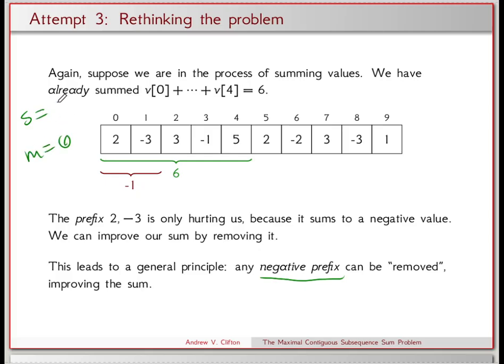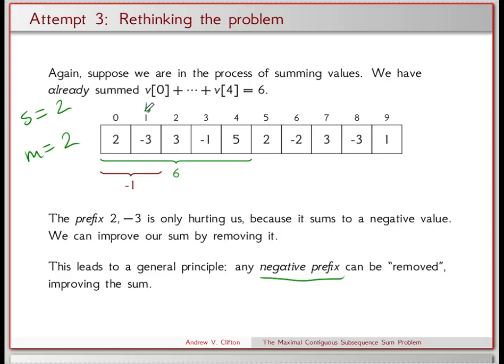Right, so s is 0 and m is 0 initially. So we start, we're at this position here. We're going to add the 2 into s. So now s is 2. And then we say, is 2 bigger than 0? Yes, it is. 2 is bigger than 0. So now 2 is my new biggest sum.